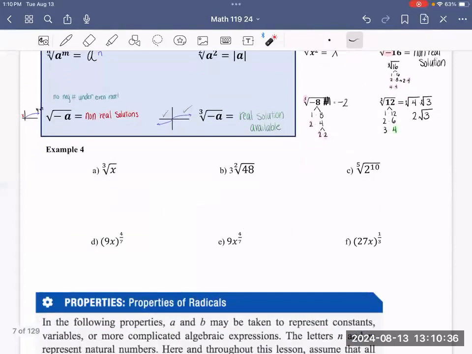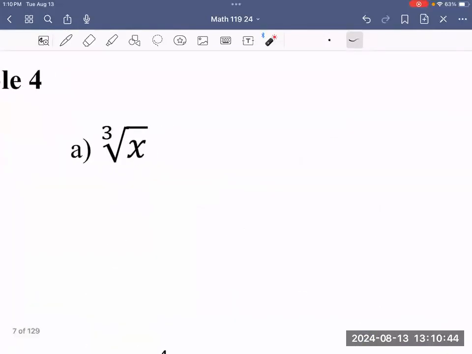So let's try these again, just with a little bit bigger of answers. So pause the video when you need to. So if we have the cube root of x and we want to figure out, can we write it with a fractional exponent, we can say, well, we have the exponent on the inside being a 1 divided by the exponent on the outside, a 3.